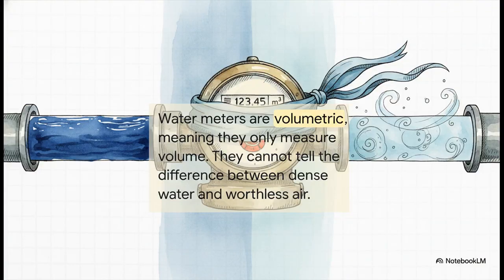You see, here's the fundamental flaw. Your water meter is, well, kind of dumb. It's density blind. It's a simple volumetric device, which means it only measures the volume of whatever passes through it. It has absolutely no way of telling if that volume is filled with water or just worthless air.